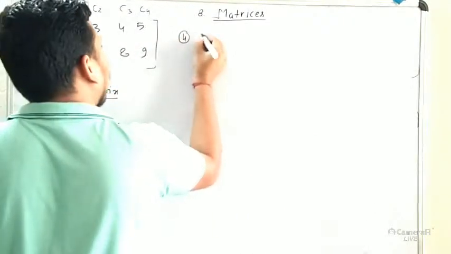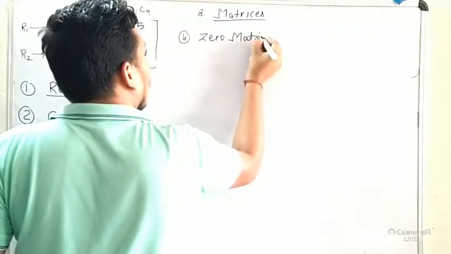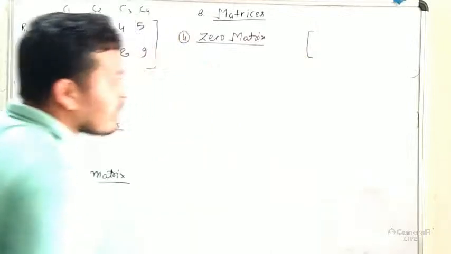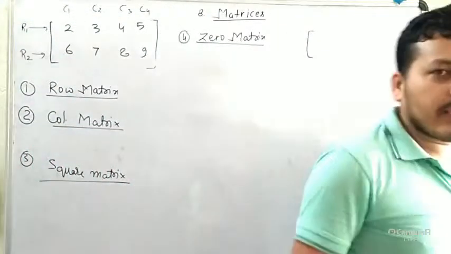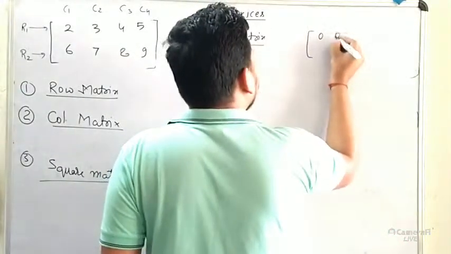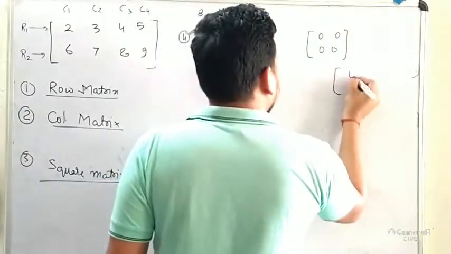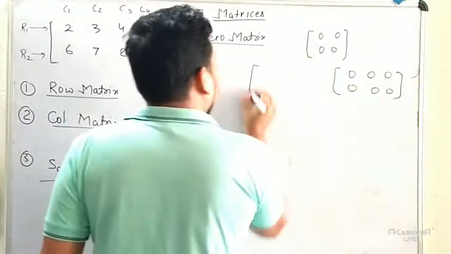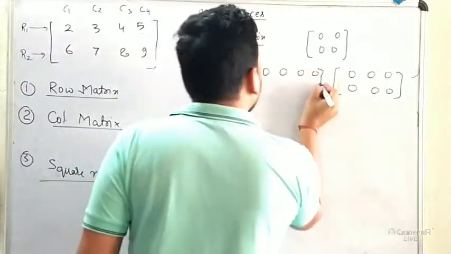Next, zero matrix. Zero matrix means when each and every element of the given matrix is zero. When each element of a given matrix is zero, that matrix is known as a zero matrix. All the elements are 0 0. Next, 0 0 0 0 0 0. Next 0 0 0 0. This is also a zero matrix.